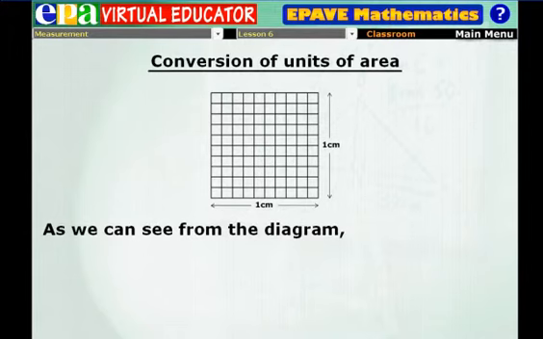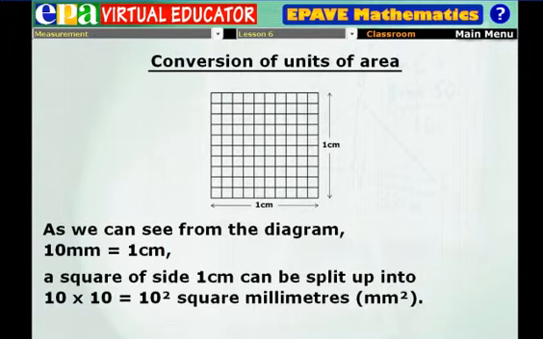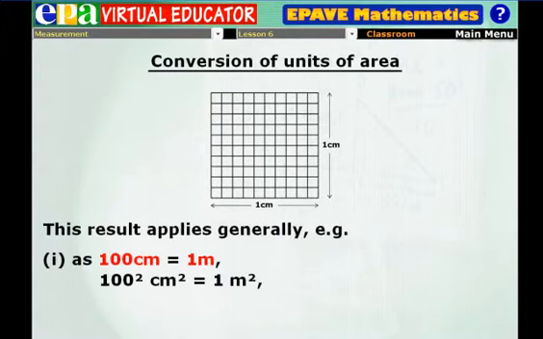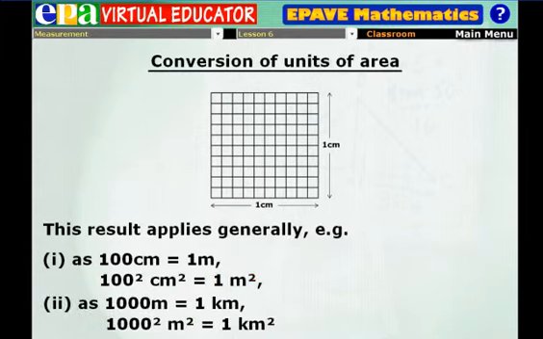As shown in the diagram, as 10 millimeters equal 1 centimeter, a square of side 1 centimeter can be split up into 10 times 10, which is equal to 10 squared square millimeters. This result applies generally. For example, as 100 centimeters equal 1 meter, 100 squared square centimeters equals 1 square meter, and as 1,000 meters equal 1 kilometer, 1,000 squared square meters equals 1 square kilometer.